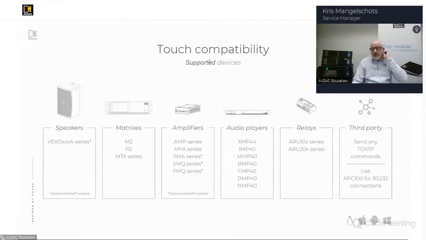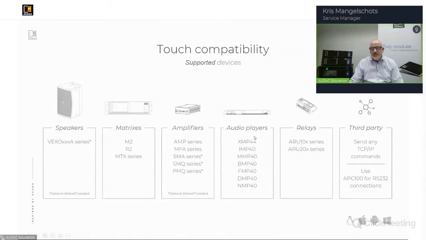Touch compatibility. Well, what devices are actually supported by AUDAC Touch? Well, of course, the speaker range, the VEXO, the new Siri range, with an optional ANI 44 installed. All of our matrices, such as the M2, R2, and the MTX series. Our amplifier range, AMP series, 203, 523, MFA series, and of course also the wave dynamics amplifiers, SMA, SMQ, PMQ. However, these would also require the optional ANI 44 XT card installed.